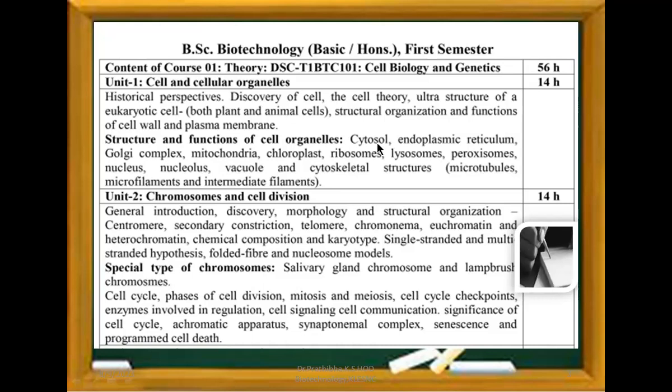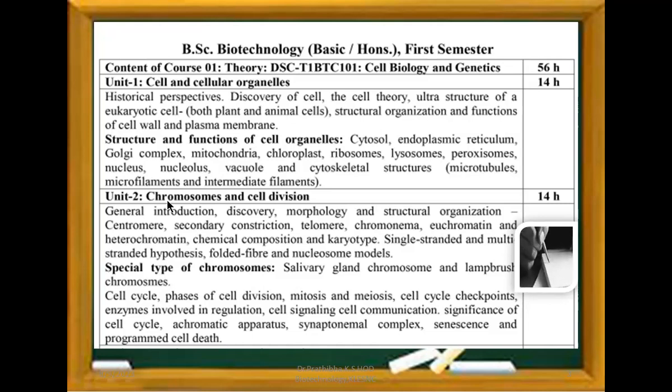Here you need to study cytosol, endoplasmic reticulum, Golgi complex, mitochondria, chloroplast, ribosomes, lysosomes, peroxisomes, nucleus, nucleolus, vacuole, and cytoskeletal structure. In this, you need to study microtubules, microfilaments, and intermediate filaments. I request you all to write this syllabus content on the first page of your notebook so that you can keep all this content in your mind.